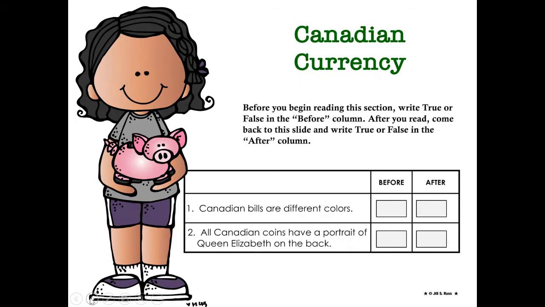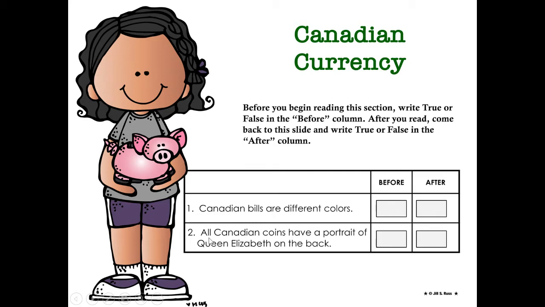And we're going to answer these two true or false questions to get our brain thinking. So the first statement says, Canadian bills are different colors. If you think they're different colors, put true. If you're not sure, put false. Remember, this is just to get your brain thinking.